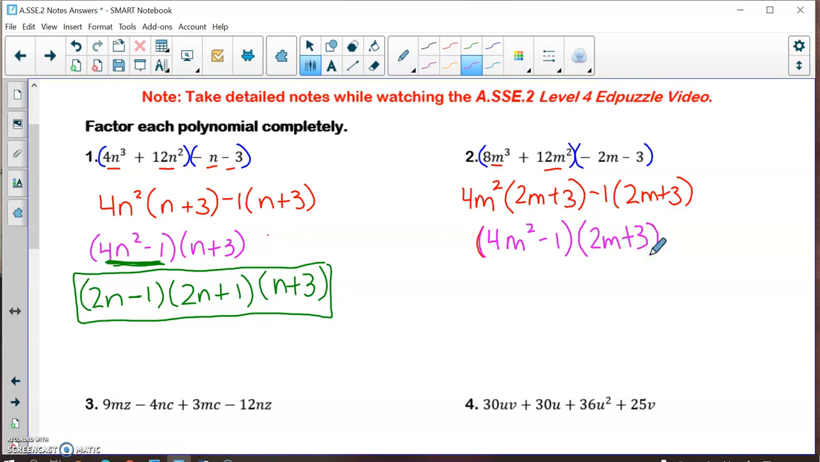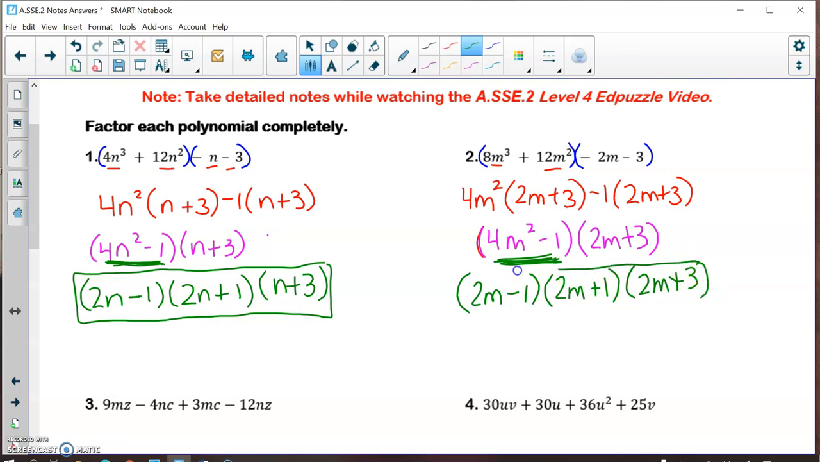We're not finished because this binomial is a difference of 2 perfect squares, so I can continue to factor that. The square root of 4m squared minus the square root of 1 times the square root of 4m squared plus the square root of 1. That was a difference of 2 perfect squares. And then we add on the 2m plus 3 at the end, and this is your fully factored answer.